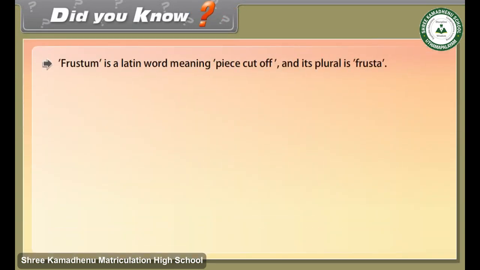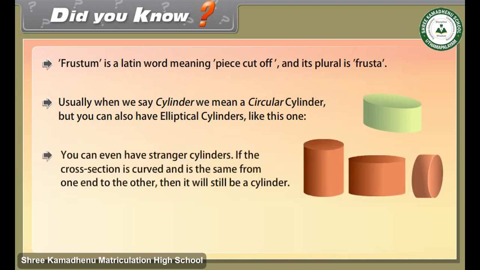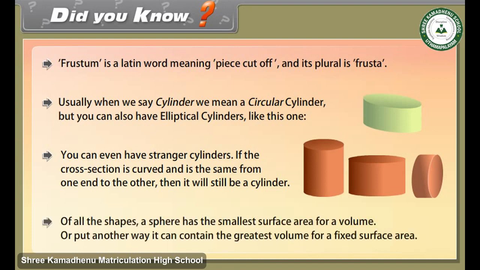Did you know? Frustum is a Latin word meaning piece cut off and its plural is frusta. Usually when we say cylinder, we mean a circular cylinder, but you can also have elliptical cylinders like this one. You can even have stranger cylinders. If the cross-section is curved and is the same from one end to the other, then it will still be a cylinder. Of all the shapes, a sphere has the smallest surface area for a volume. Or put another way, it can contain the greatest volume for a fixed surface area.